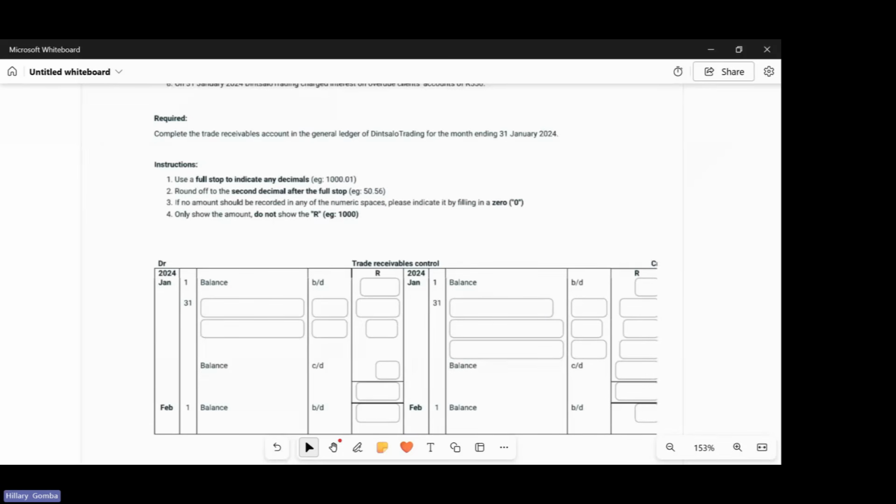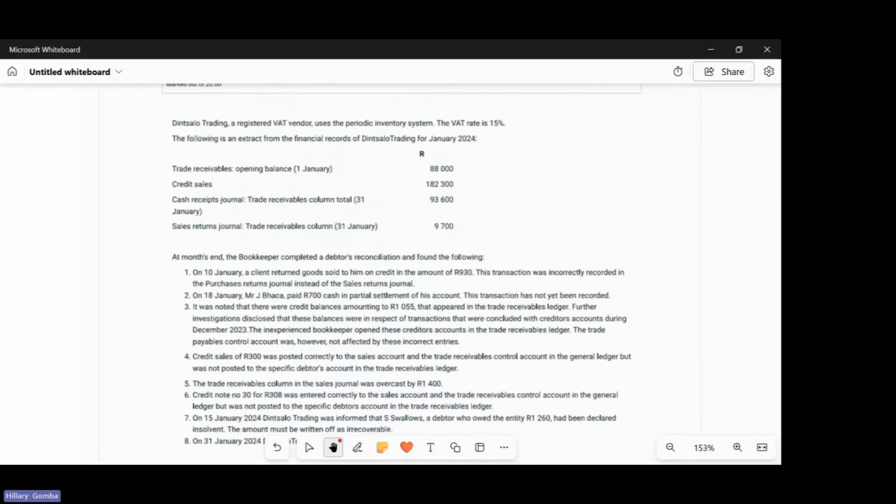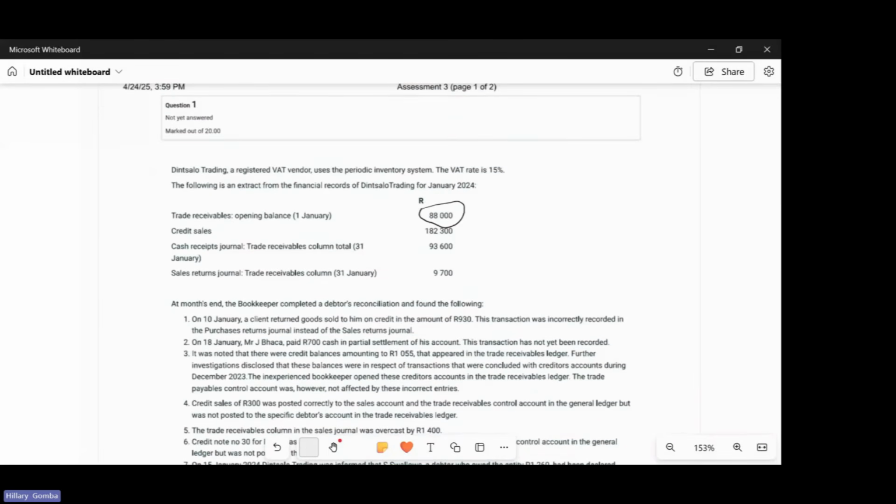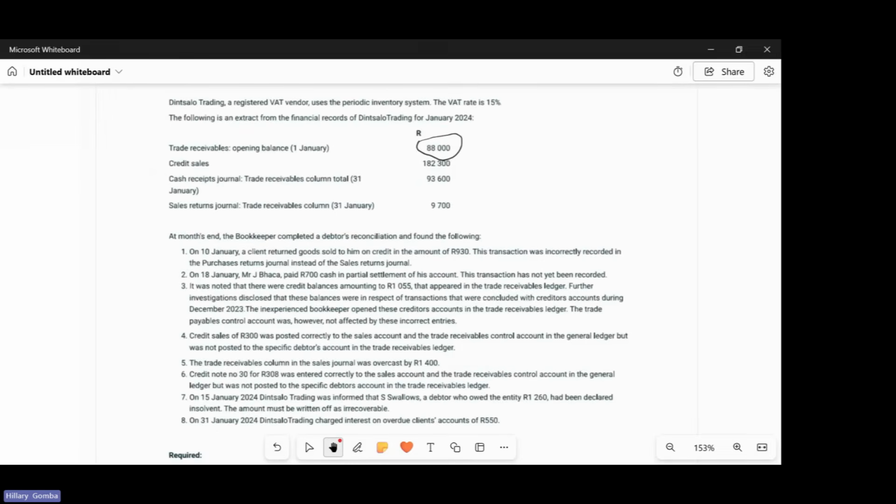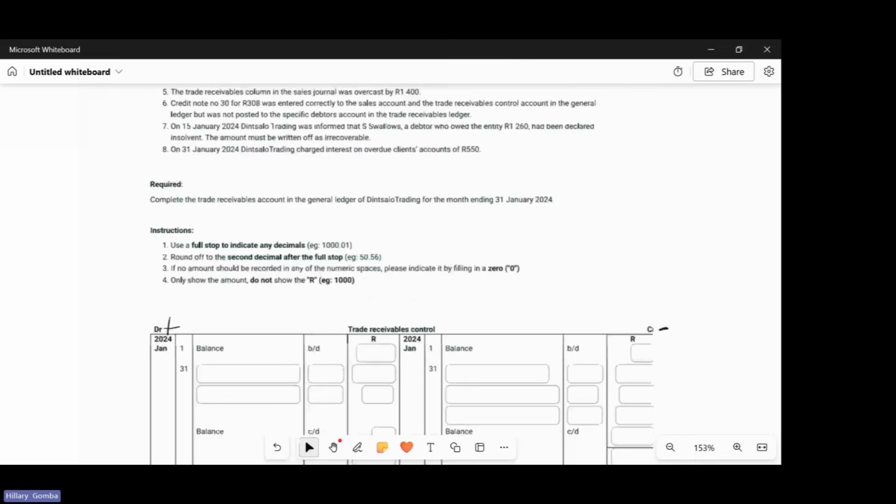Okay, that is correct. So when you're dealing with a trade receivables control account, it is an asset account of debtors or people that are owing us that are supposed to pay. So which means if it's an asset, we know that assets increase on the debit side and they decrease on the credit. So which means our balance brought down at the beginning of the year that they told us, which is 88,000 on the 1st of January, will be recorded on the debit side. That is an easy one, right? Okay, and then we proceed.